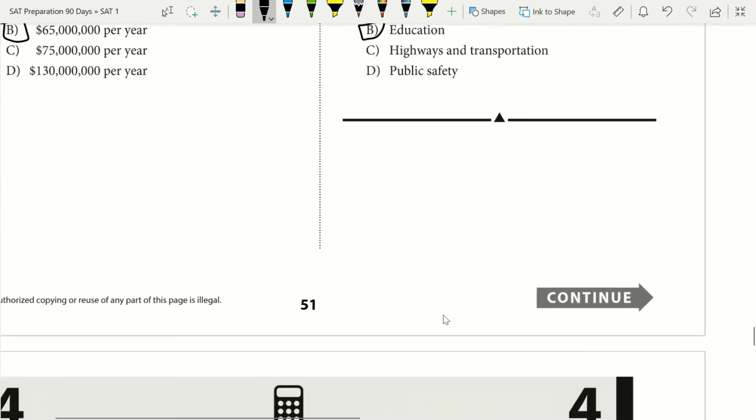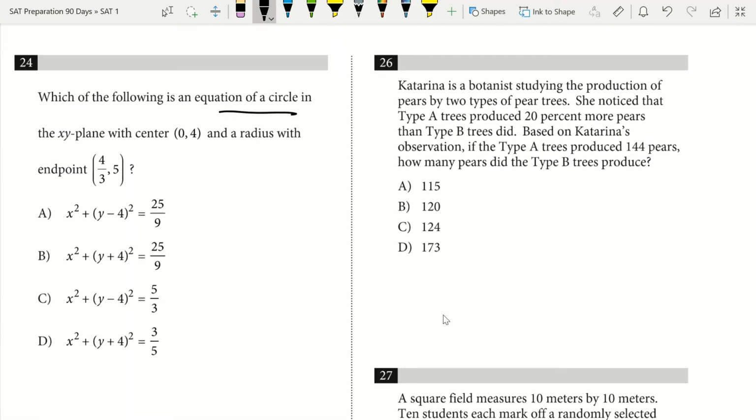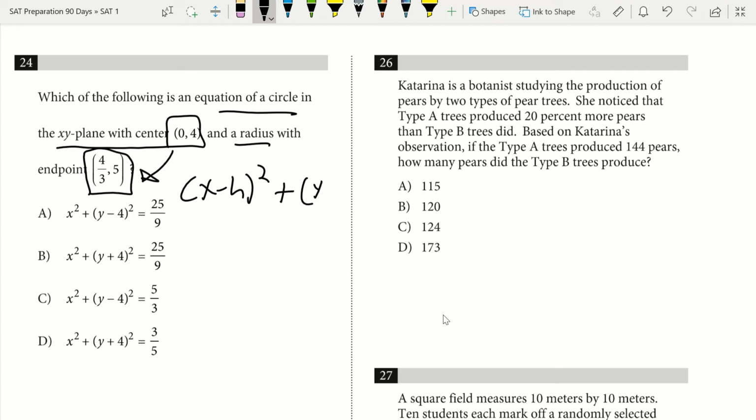All right, now we got question 24. Okay, I'm guessing I got a circle equation. I do. Okay, so which of the following is an equation of a circle in the xy plane with center (0, 4) and radius with this endpoint? Okay, so to solve for the radius, we're going to have to use these two pairs of points. Now keep in mind our equation for a circle. I'll quickly remind you, our equation for a circle is going to be (x − h)² + (y − k)² = r².